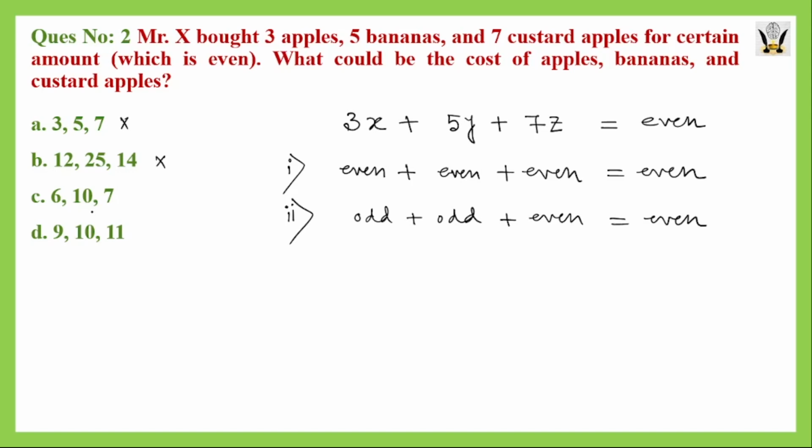Now the third option: here again two values are even and the third one is odd, so if we add them, then that will be finally odd. And the fourth option: whatever the values are, since two values are odd, if we add them, that will be even, and one value is even, so finally when we add these three values, that will be even.